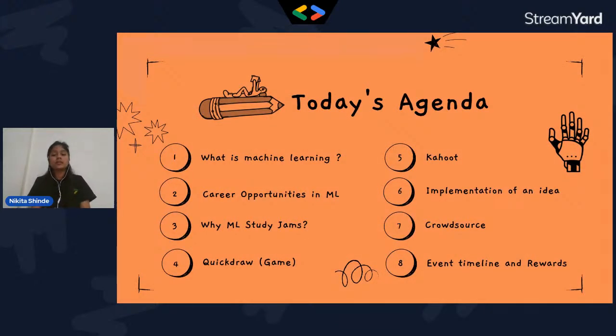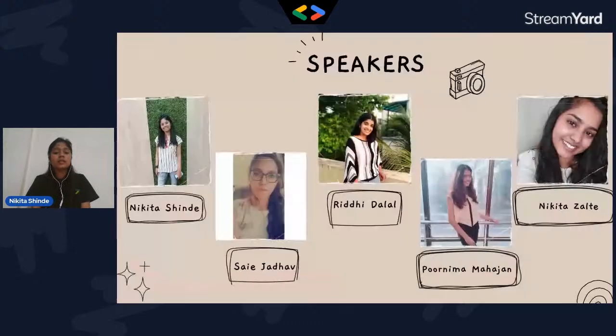To continue with the event, meet the speakers of today's event. We have Riddhi Dalal and Sai Jadhav with us to get you started and explore ML. For Kahoot, we have Purnima Mahajan and Nikita Dhalte with us. Now, I'll hand over to Sai.